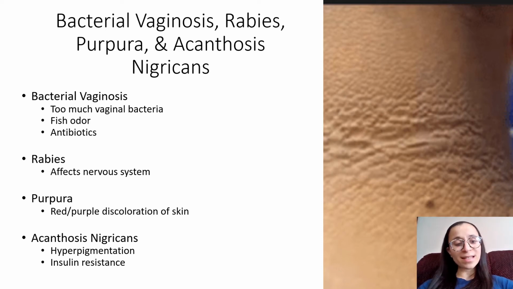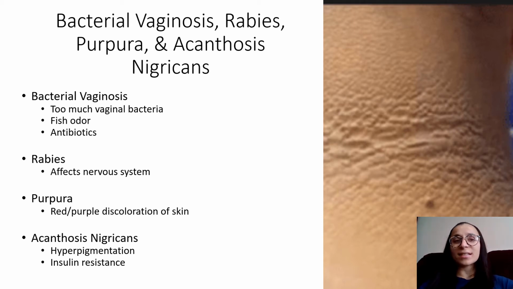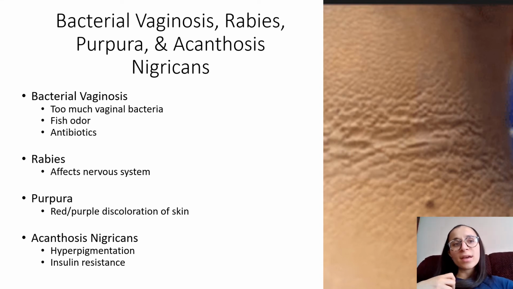The next one is acanthosis nigricans. What this is, is systemic hyperpigmentation plaques. It usually occurs in the neck area or under the armpit. It indicates insulin resistance, so you want to refer them to a doctor like an endocrinologist for undiagnosed diabetes.